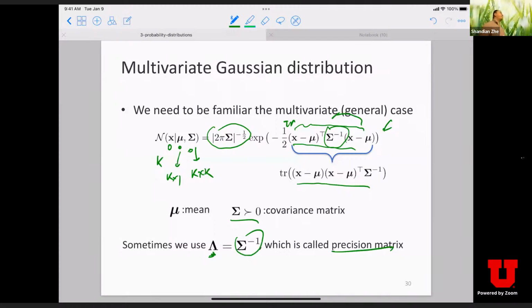Any questions so far? Although it's unnecessary, I highly recommend you memorize the general form of a multivariate Gaussian distribution because it's so useful and so popular.